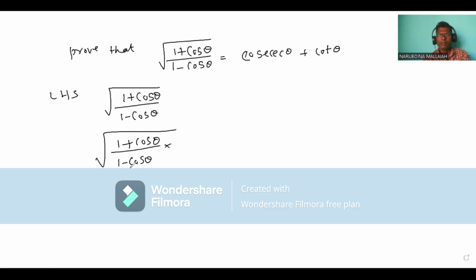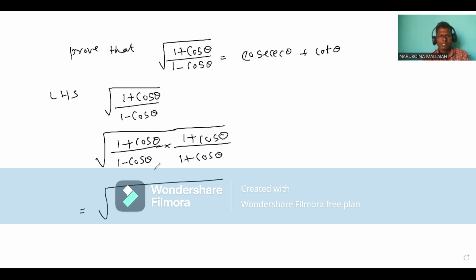The rationalizing factor of 1 minus cos theta is 1 plus cos theta. So multiply and divide by 1 plus cos theta. Here 1 minus cos theta is in the denominator, so I am writing 1 plus cos theta in the denominator as well as in the numerator.